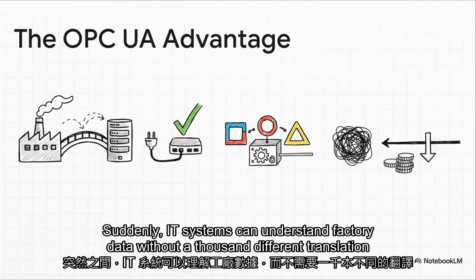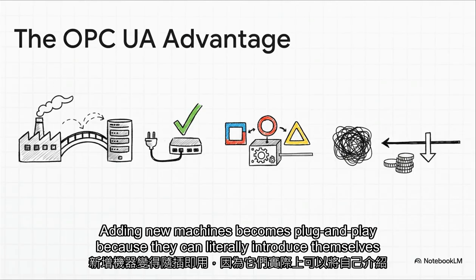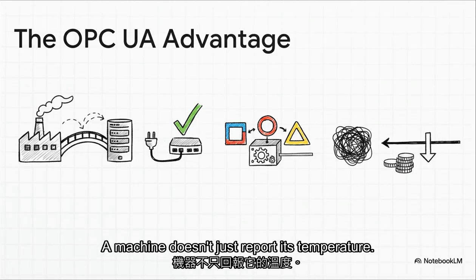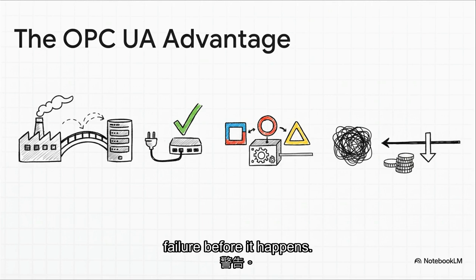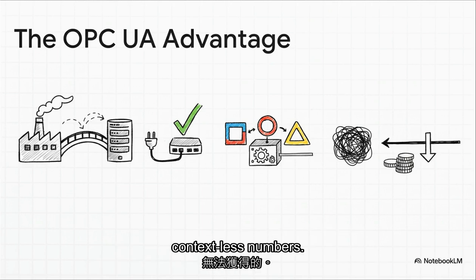Suddenly, IT systems can understand factory data without 1,000 different translation manuals. Adding new machines becomes plug and play because they can literally introduce themselves to the network. And this allows for true smart factory applications, like predictive maintenance. A machine doesn't just report its temperature. It can report that its temperature has been slowly rising for weeks, flagging a potential failure before it happens. That's a level of intelligence you just can't get when you're working with raw, contextless numbers.